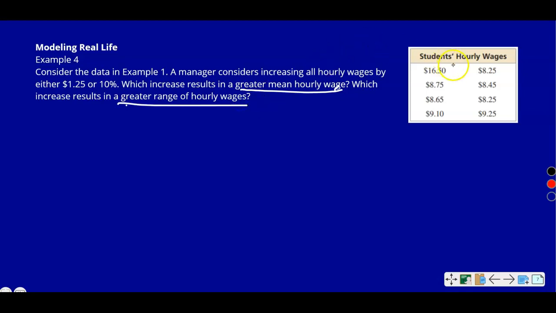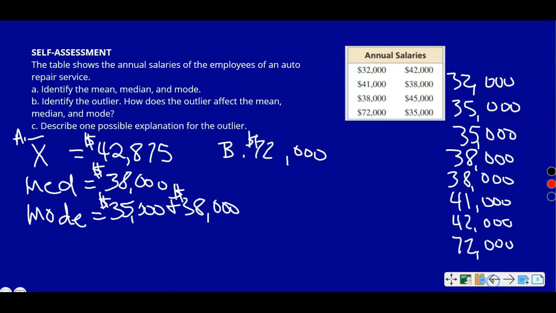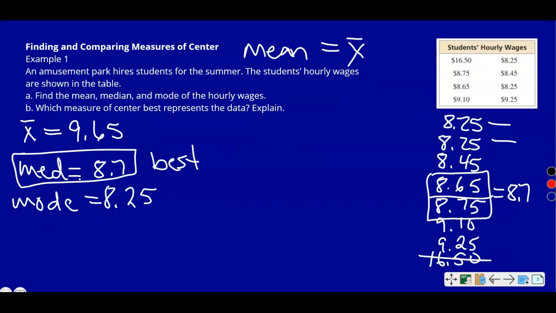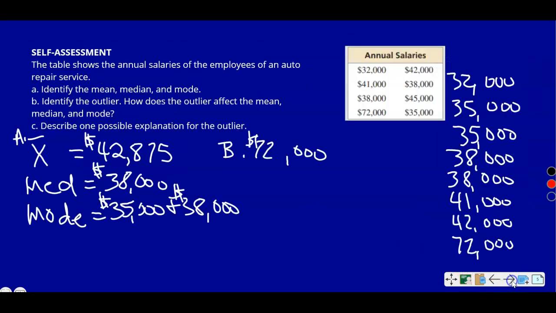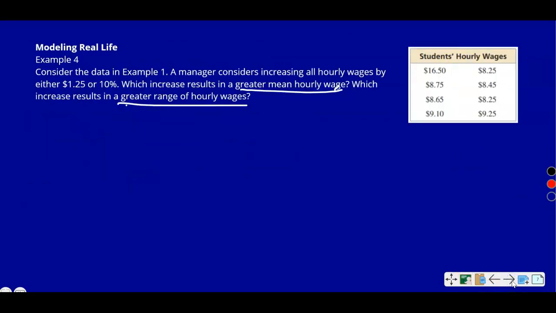All right, so this is students' hourly wages. If you look, this is the same data from example 1. So let's go back and just pull what we've already found. All right, so in example 1, here's the student hourly wages, and we found the mean, x bar, which is the same as the mean, to be $9.65.